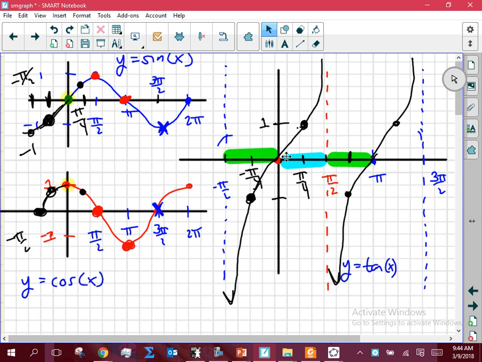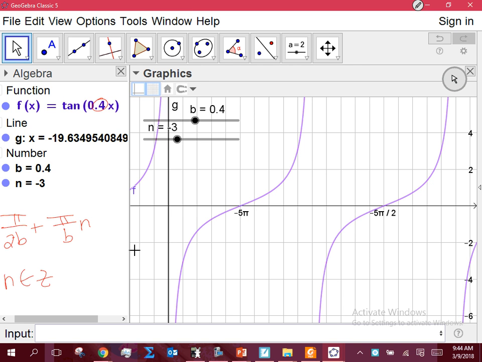Okay. Now, division by 0 provides asymptotes. Division by 0 always provides asymptotes. So let's talk about another function that might happen in.